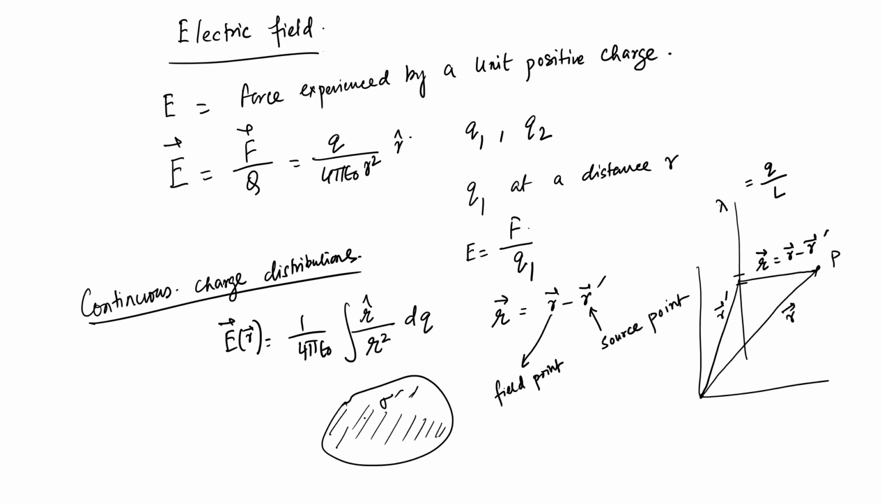Sigma is basically the total charge divided by the total area. So, it is called a surface charge density. Or you have a volume. Okay, it is a closed volume where you have a volume charge density. This is a sort of solid region where you have charges everywhere. So, lambda we define as a linear charge density.